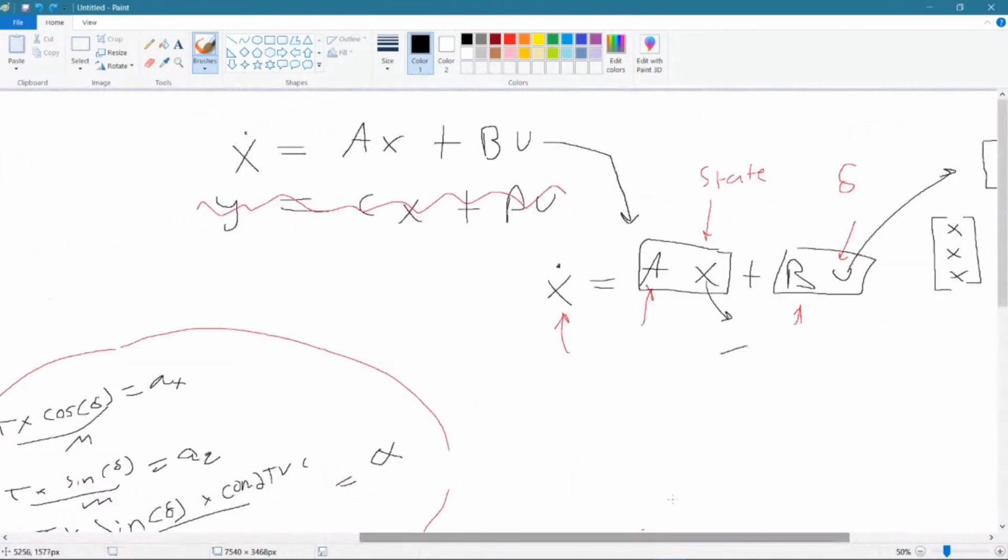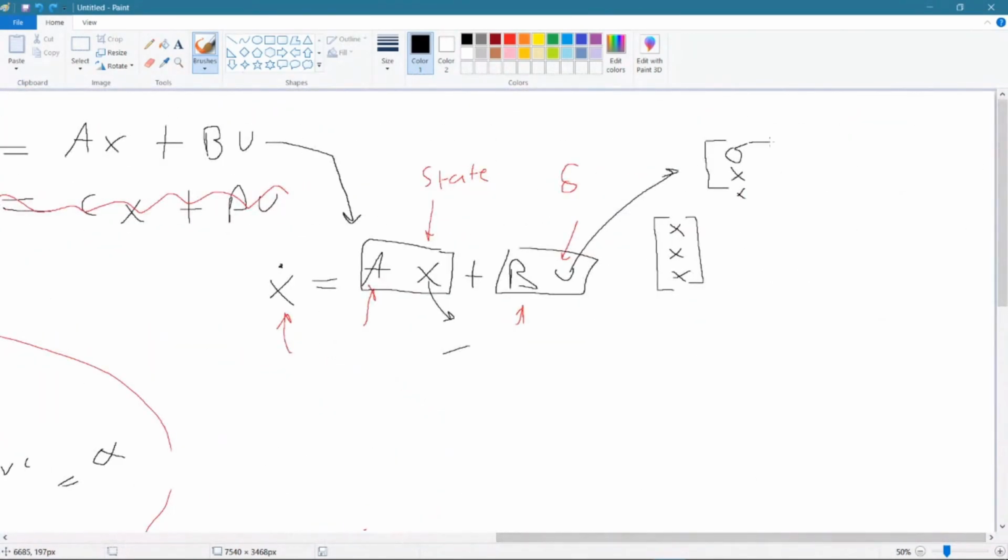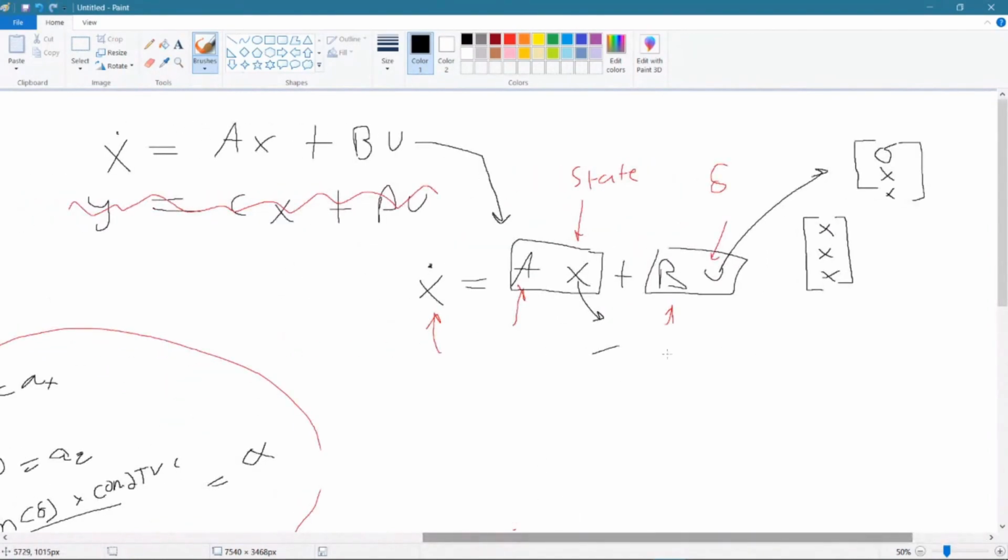And so now, of course, we need to put in some legwork. We need to do some heavy lifting. We need to do some math.